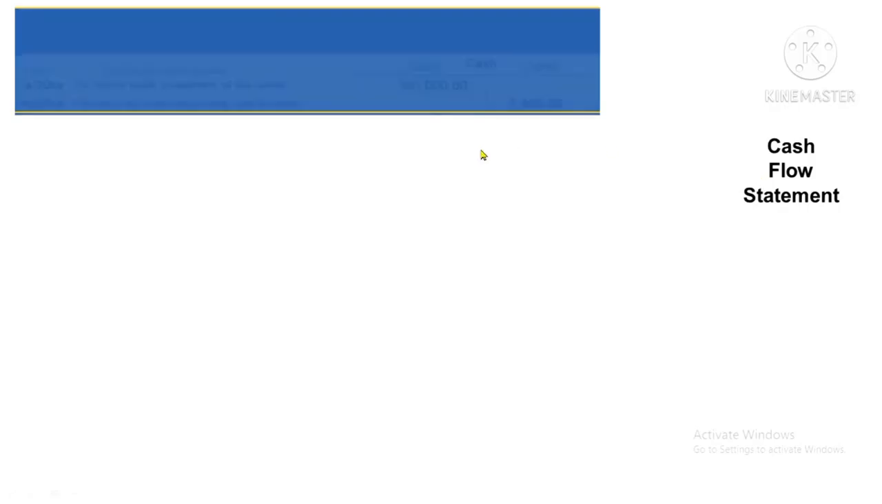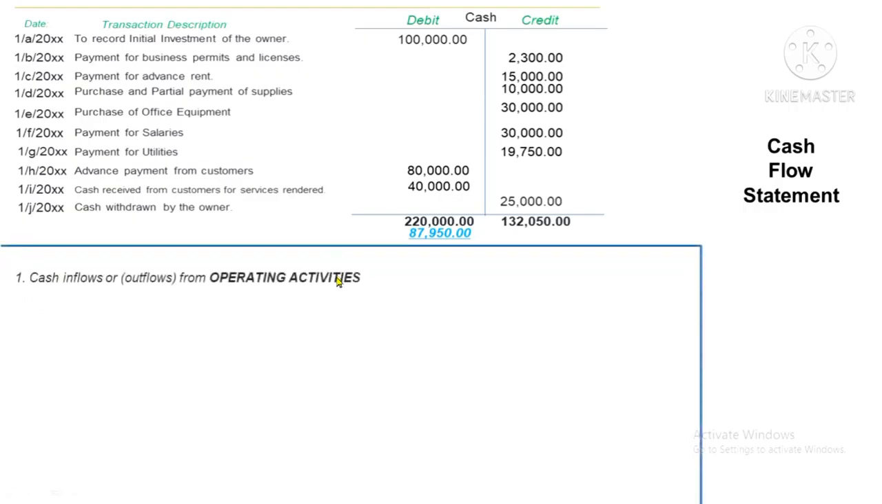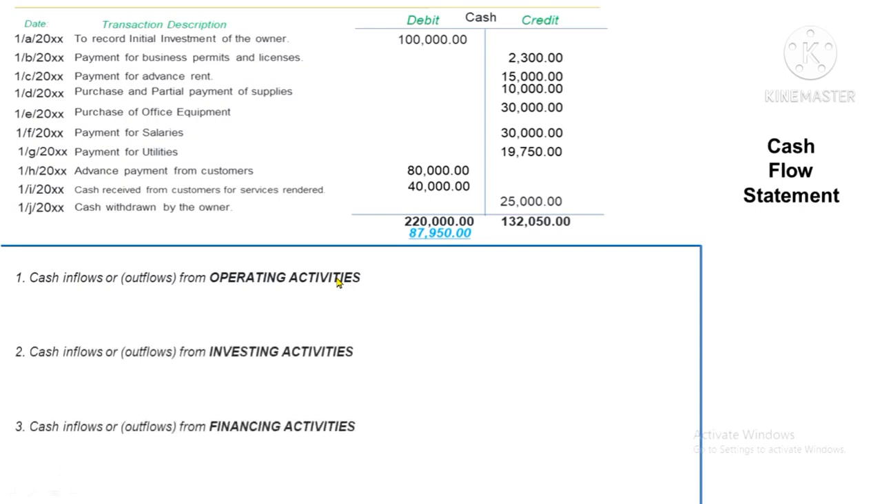So I have an example right here which was extracted from a past video in this lecture series. So here on the debits are the cash inflows, right? And here on the credit are the cash outflows. However, to make a cash flow statement, you need to further classify the inflows or outflows into three. These three are cash inflows or outflows from operating activities. We have investing activities, and the last is cash inflows or outflows from financing activities.